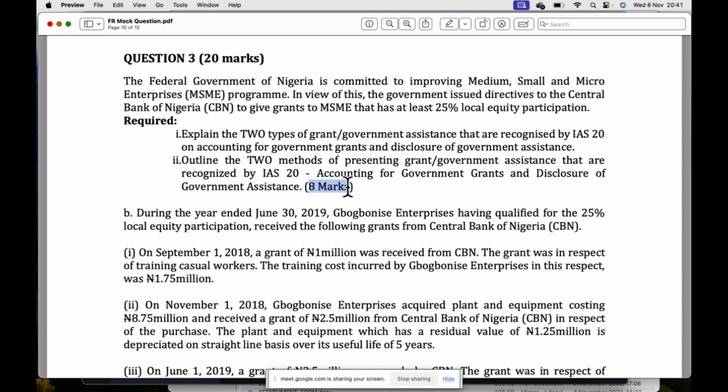It teaches you the theoretical background of government grants. Then this B part exposes us to how you account for it. So it's a very good question. And it was for 20 marks that time.